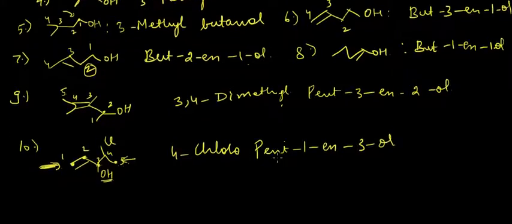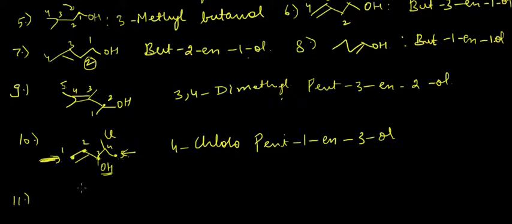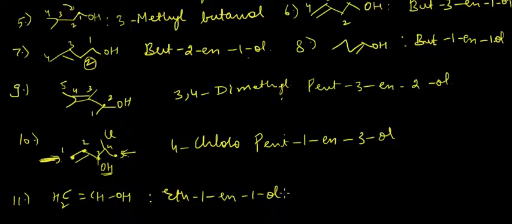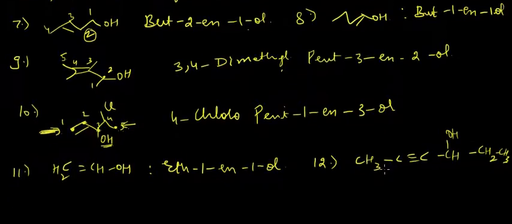Okay, let's look at this example. We have here simply CH2=CHOH. So the name of this compound would be simply eth-1-en-1-ol. Okay, we have another compound, something like this, a triple bond, CH and CH2 and CH3. Let's name this. What would be the name of this compound?